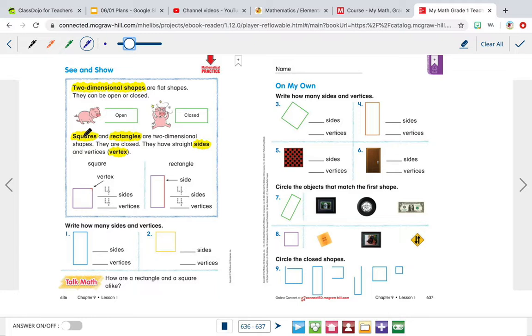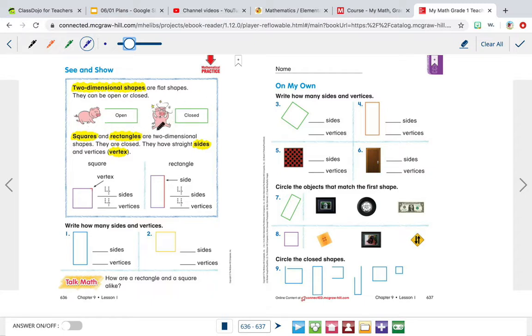So you see how it's open here. The shape is open because a pig can get in. But here it's closed because the pig can't get in right here. So this is an open shape, this is a closed shape.